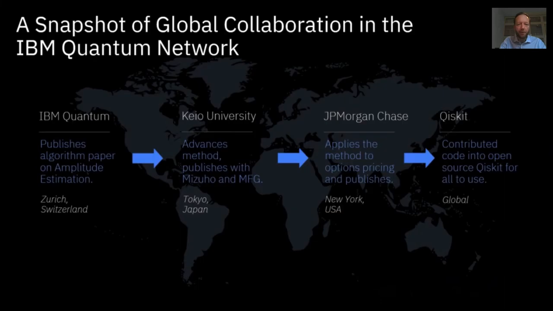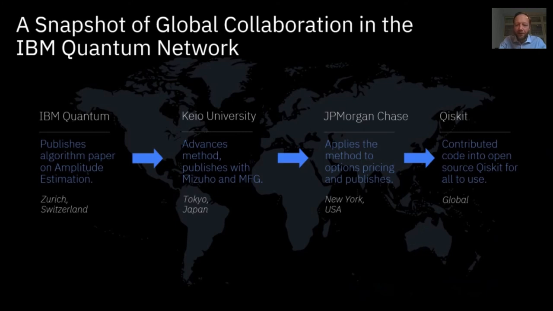Let me give you one example, which I find quite telling of what happened. One of my colleagues here in Zurich published a paper on what we call amplitude estimation that is used to perform risk analysis. Then in Japan, at Keio University, some researchers took this work and advanced it even further. Then we had our partners at JPMC in the US. They saw the work that Keio University presented at the Q Summit in 2019, and JPMC took it over. They started to apply this to options pricing.